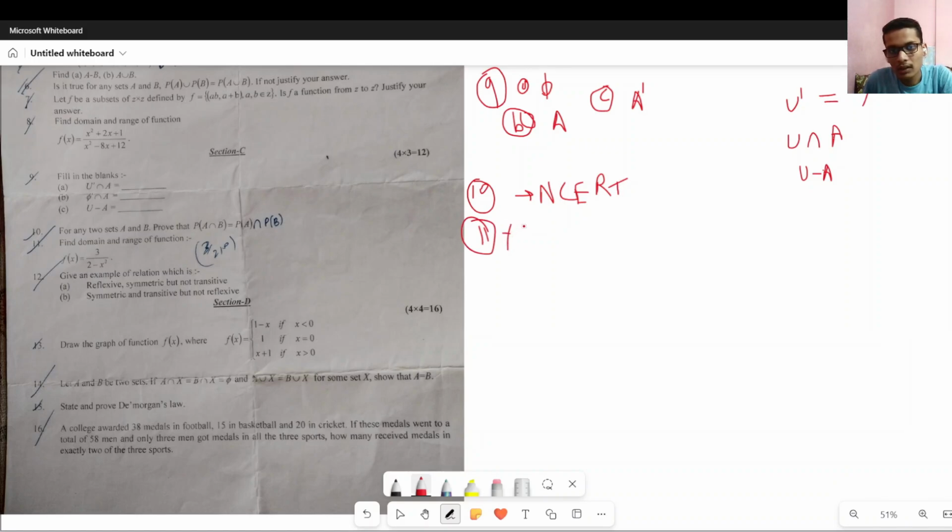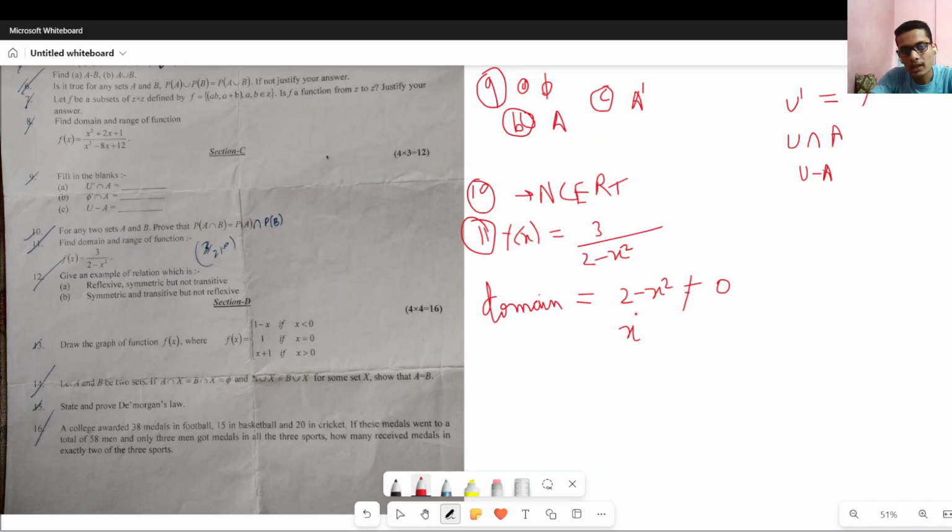f(x), the function is given as 3 upon 2 minus x square. Okay. So we have to find the domain and range of this function. See, what will be the domain? Domain is the set of all the values of x for which the function is defined. And here for the function to be defined, we have to make sure that the denominator does not become 0. That is, 2 minus x square should not be equal to 0 ever.